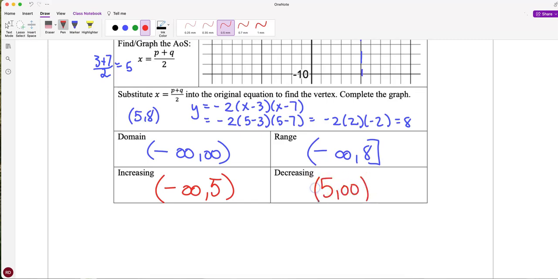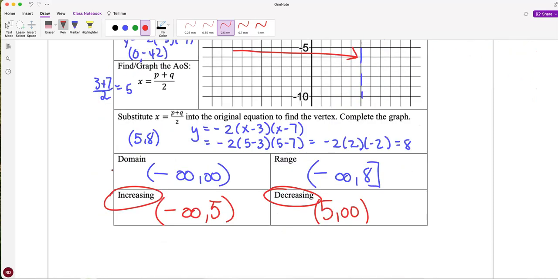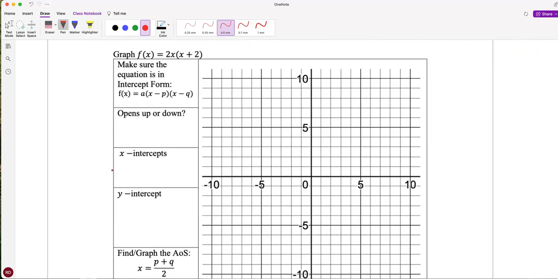Increase and decrease always have parentheses, okay? There are no brackets for that one. Because at the point 5, it's not increasing or decreasing, it's sitting still, okay? But up to 5, it is increasing, okay?